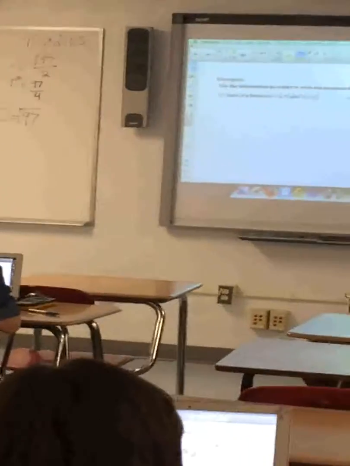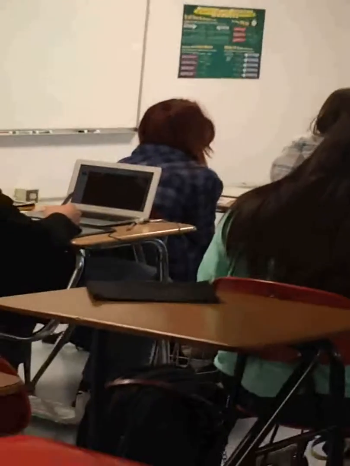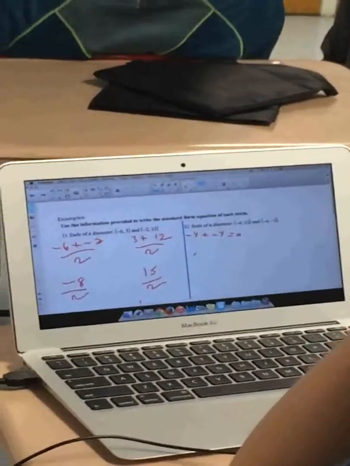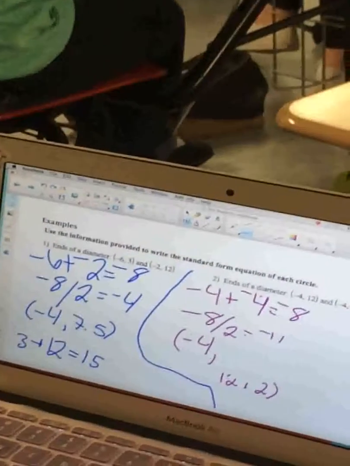Can anyone remind me what formula I need to use to identify my center? I need to use the midpoint. Good. Now, if I average my x's, what do I get? -4. Right, the average of -4 and -4 is just going to be -4. So my center has an x-coordinate of -4.